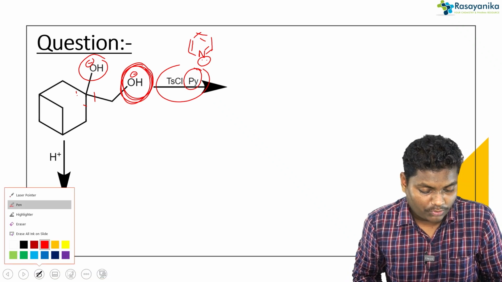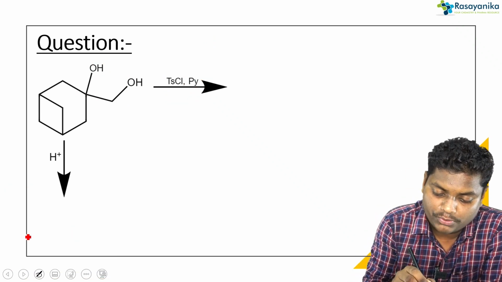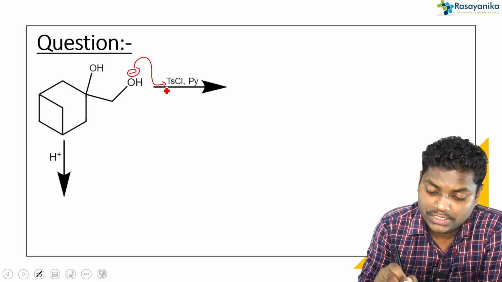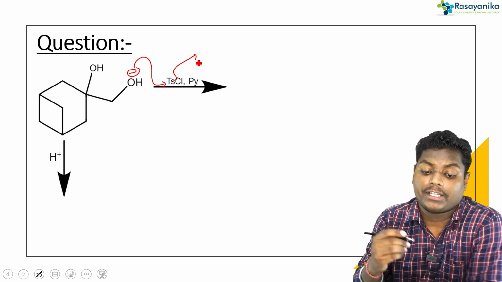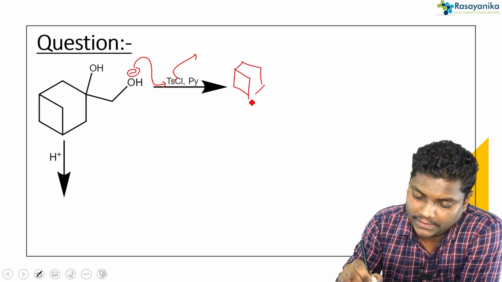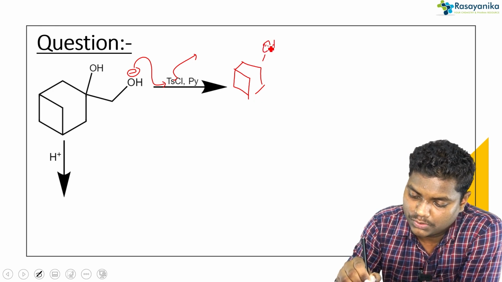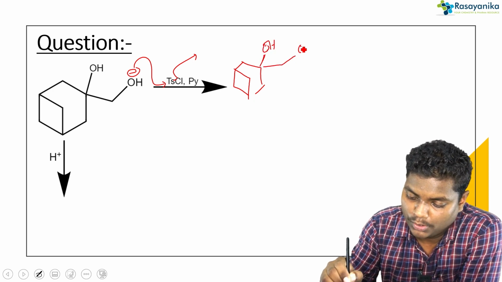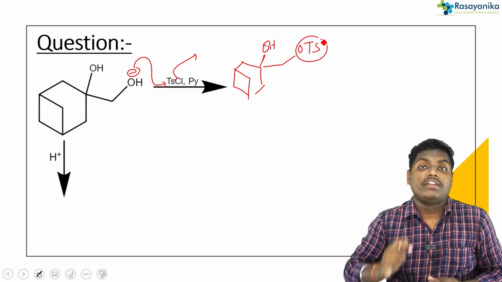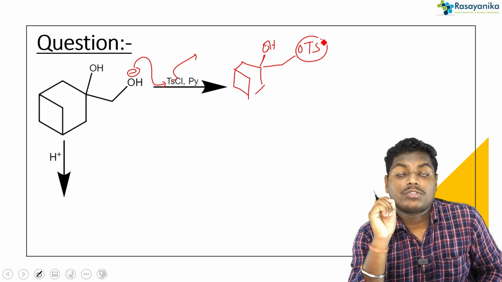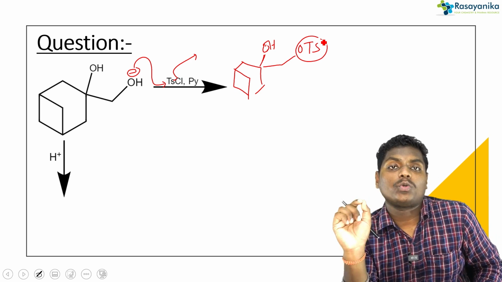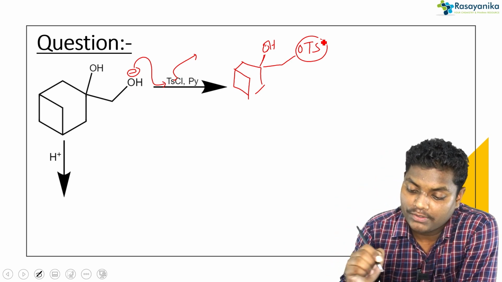Once this proton is abstracted, the negative charge will be formed over here, and this negative charge will attack this tosyl group and chlorine will be leaving. So what do we have? We have this OH group here, this OH group here, and we'll be having O tosyl. Now this O tosyl has become a very good leaving group. Earlier this OH was not a good leaving group. So this has converted the OH, which is a poor leaving group, to O tosyl, which is a very good leaving group.